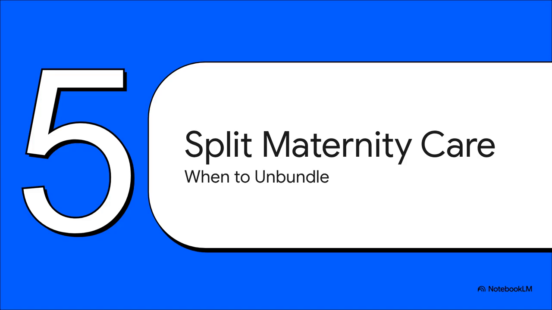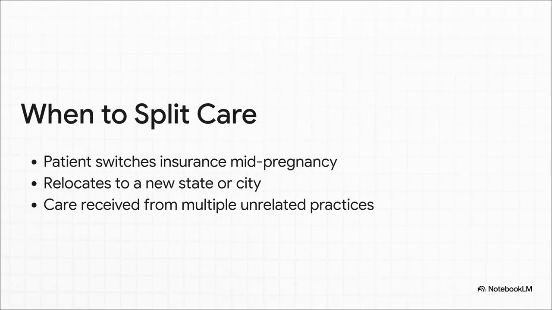That brings us to Section 5, split maternity care, and exactly when you need to unbundle. In the real world, you're going to run into scenarios where you have to unbundle that maternity care. Think about it. What if a patient switches their insurance right in the middle of their pregnancy? Or maybe they relocate to a totally new state? Or they might receive care from multiple completely unrelated medical practices. When any of that happens, the continuous timeline of care just breaks. In those specific cases, you can't use the global code anymore. You have to split the OB package and bill those individual phases, like just the antepartum care or just the postpartum care, totally separately.